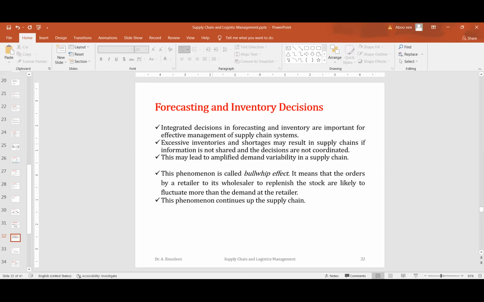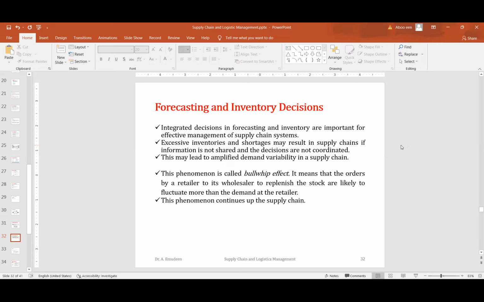Integrated decisions in forecasting and inventory are important for effective management of a supply chain management system. As I mentioned earlier, the supply chain management system should be integrated with other connected parties' systems, so they can share information on time. Excessive inventories and shortages may result in the supply chain if information is not shared and decisions are not coordinated.